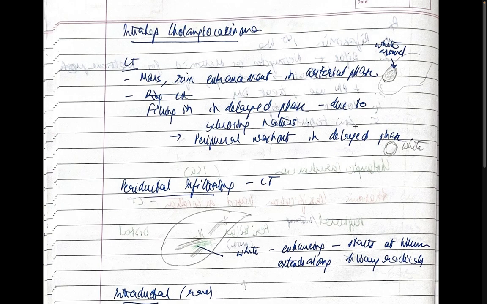Intrahepatic cholangiocarcinoma. The CT scan shows a mass and a rim enhancement in the arterial phase. There will be a white area around the mass. The filling is in the delayed phase due to sclerosing nature, and there is peripheral washout in the delayed phase. So you see white.